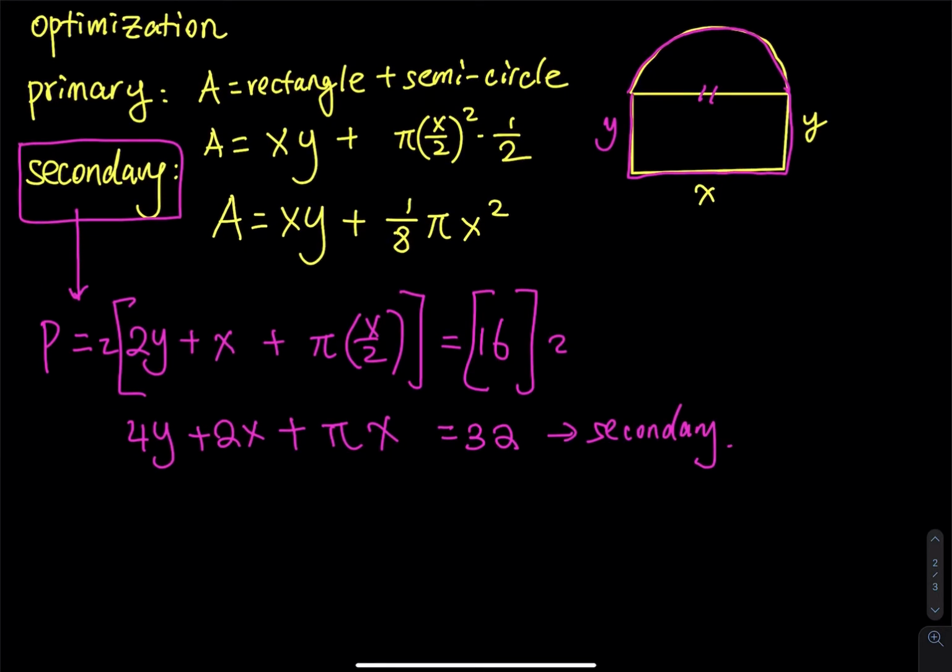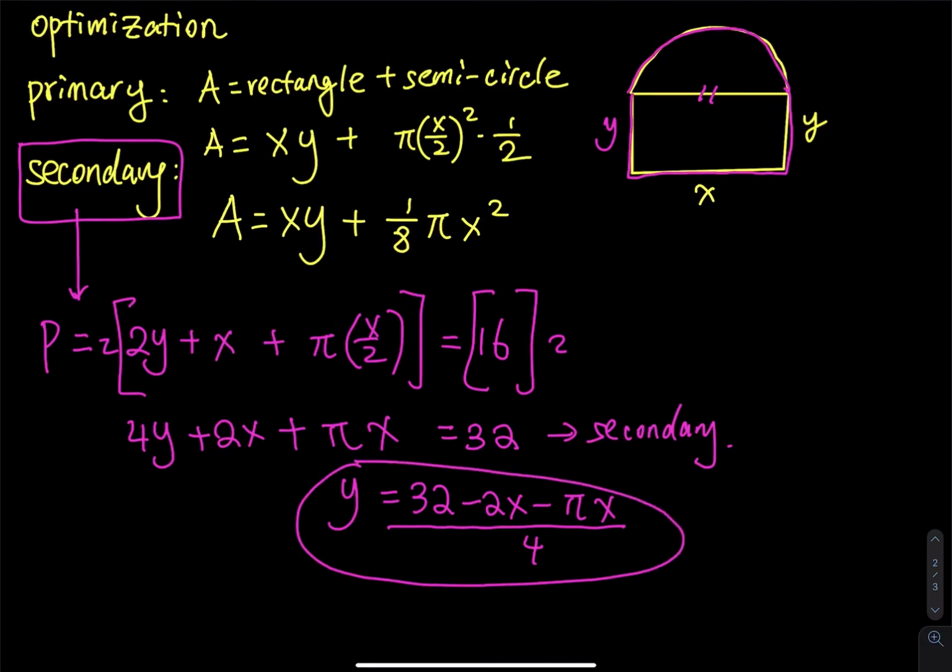I can do this. I can do a 32 minus 2x and then minus pi x, and then I still have a 4y on the other side, right? As long as I divide both sides by 4. So now in the secondary, we have y in terms of x. And then I will plug the secondary into the primary, and then I am ready to take my derivative. So that is what we are going to do. So plug in the secondary to the primary.